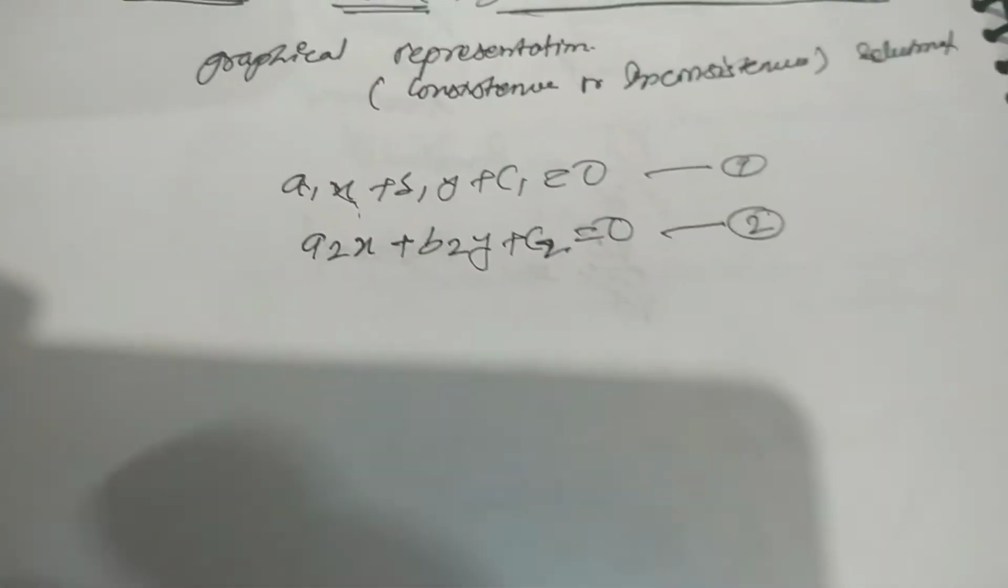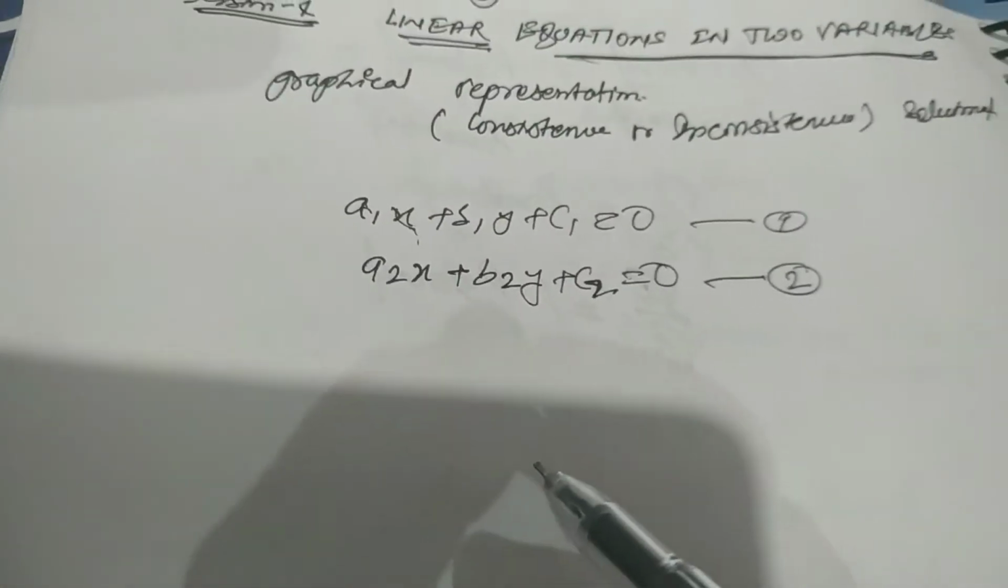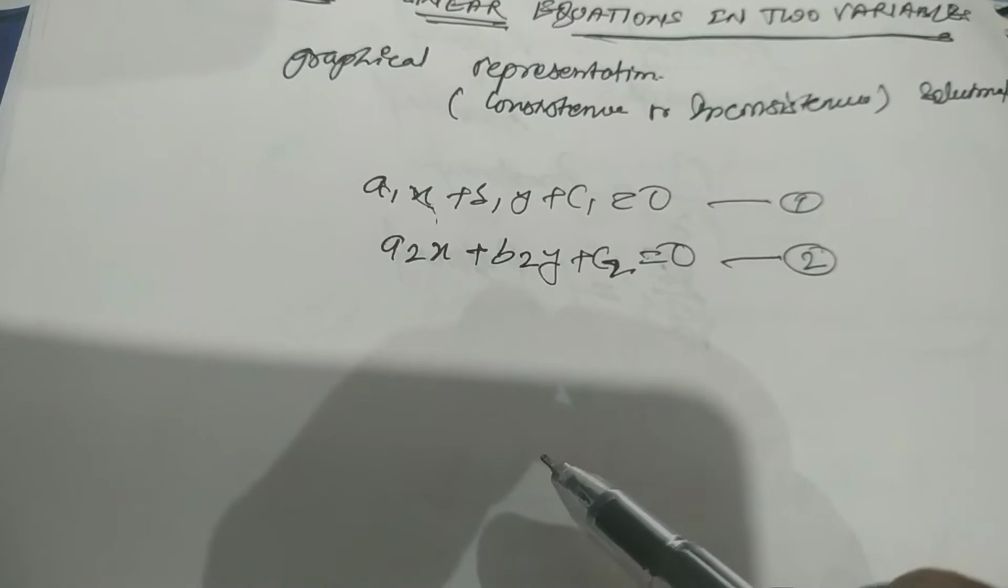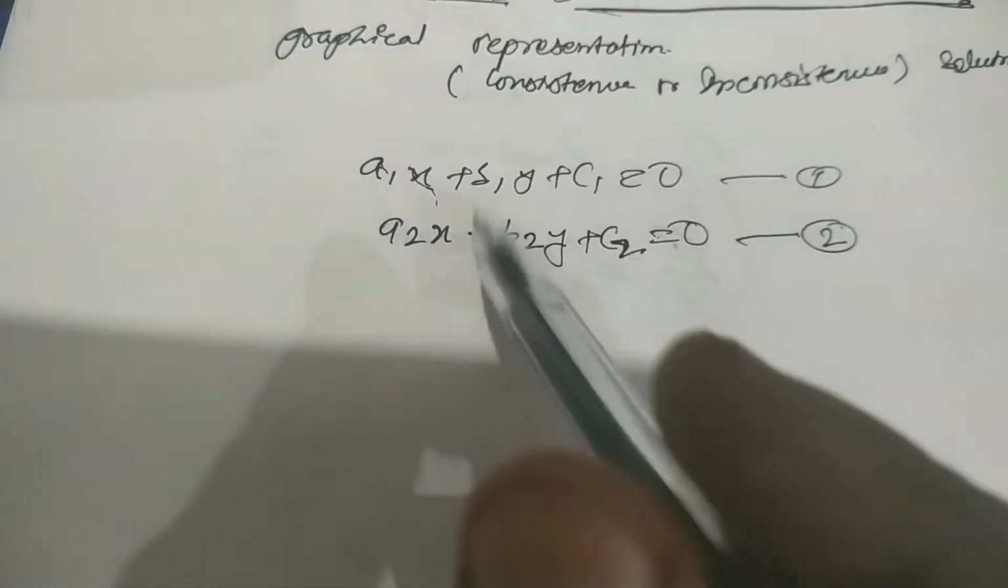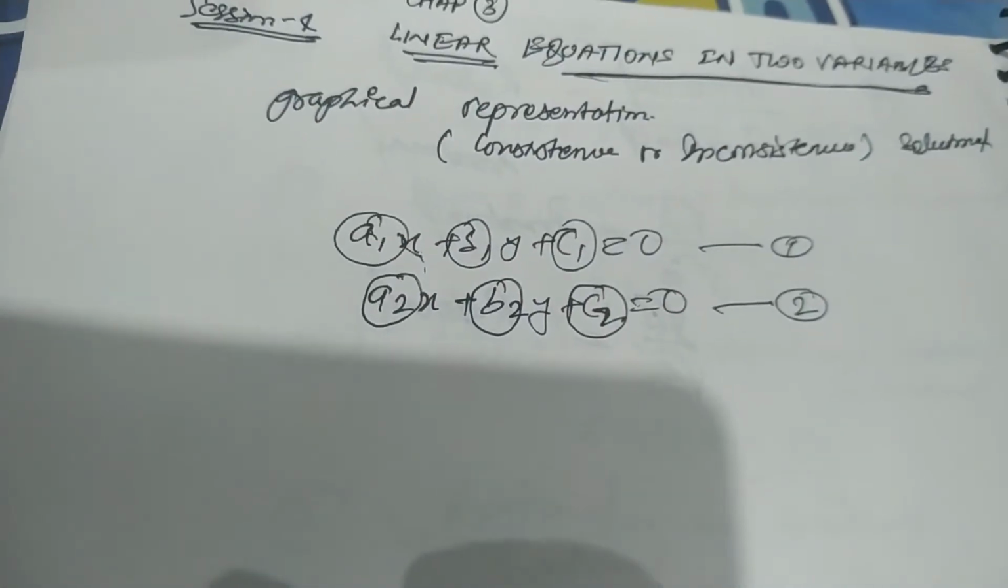There are some cases for the solution of these two linear equations, based on the ratios of these coefficients. Here a1 is the coefficient of x, b1 is the coefficient of y, and c1 is the constant term. Similarly, a2 is the coefficient of x, b2 is the coefficient of y, and c2 is the constant term.